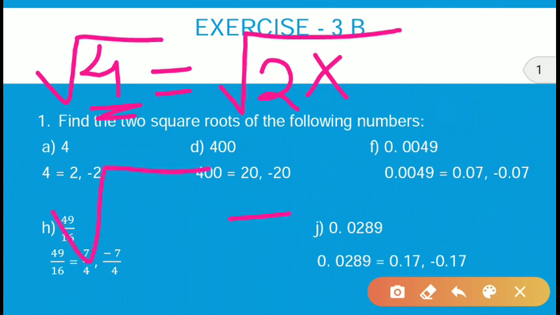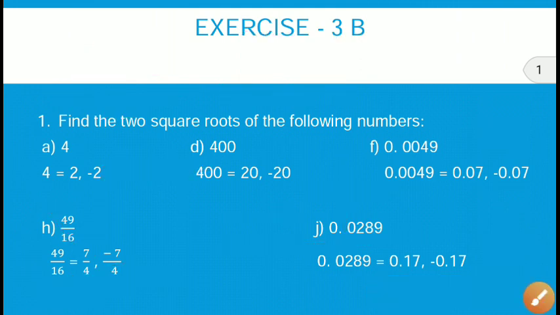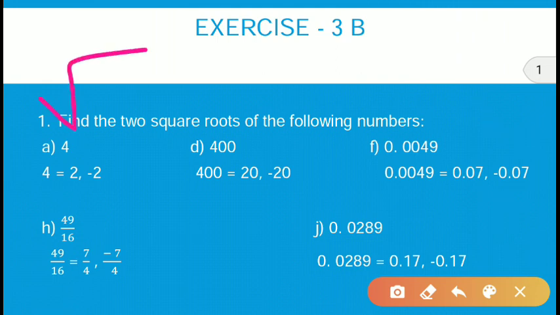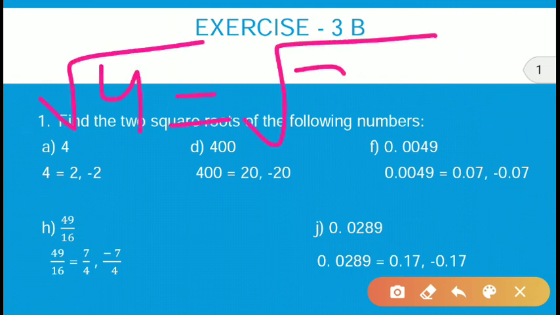And one more thing is there, this square root will give you two values. One value will be positive and another value will be negative. This square root will give you two types of values. One value will be positive and another value will be negative.